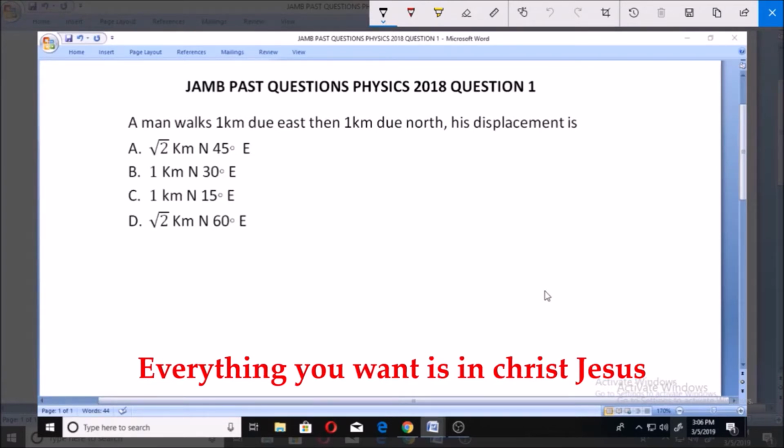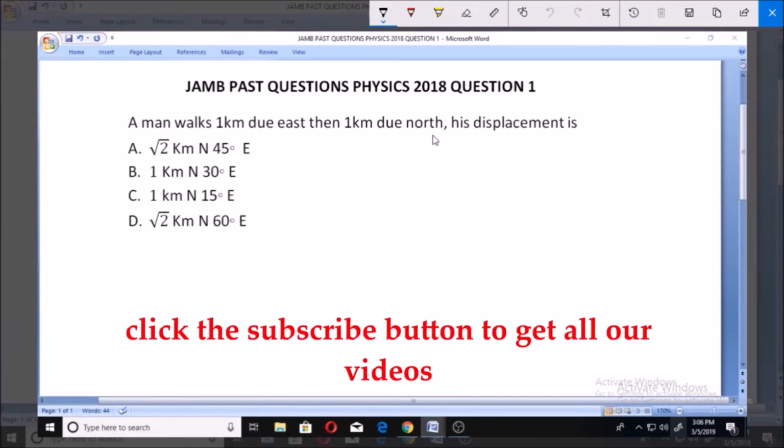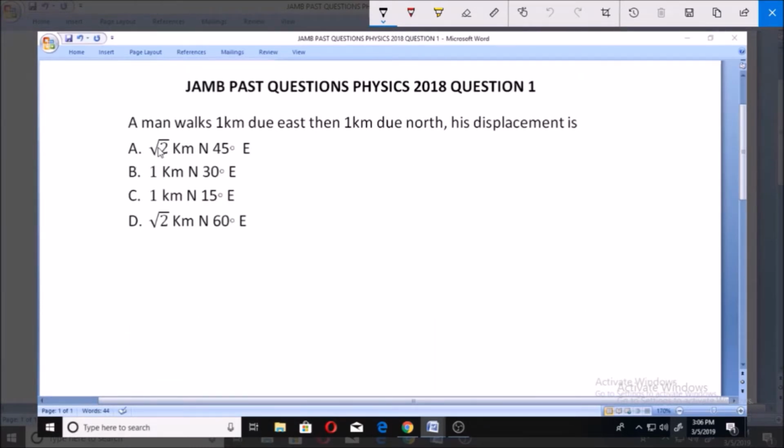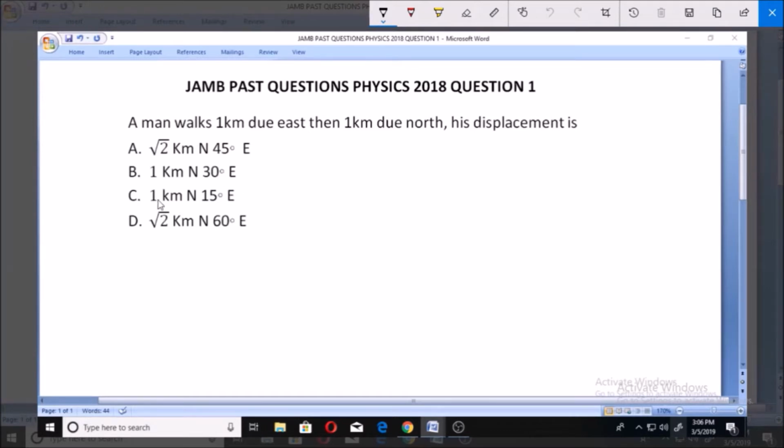Question number 1. A man walks 1 kilometer due east, then 1 kilometer due north. His displacement is A. Root 2 kilometer north 45 degrees east. B. 1 kilometer north 30 degrees east. C. 1 kilometer north 15 degrees east. D. Root 2 kilometer north 60 degrees east.